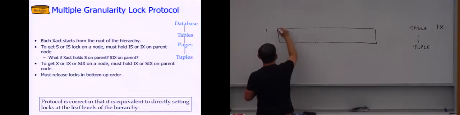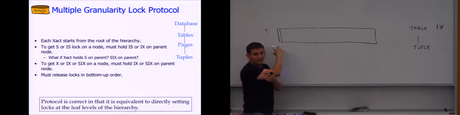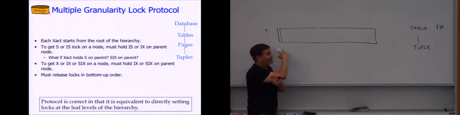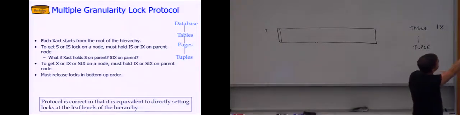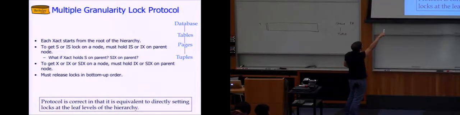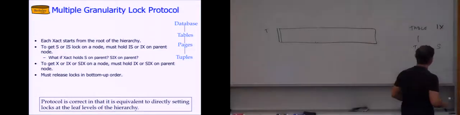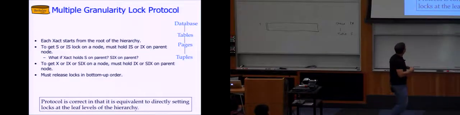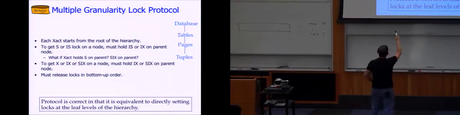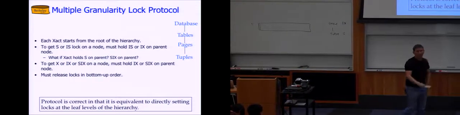All right. Am I allowed to get that S lock here, shared lock? I am, because IX, as it says here, is compatible with S. If you have an IX, you can get an S on a lower level node. Okay? So that is legal. All right. To get an X or an IX or a 6 on a node, you must have the IX or the 6 on the parent.